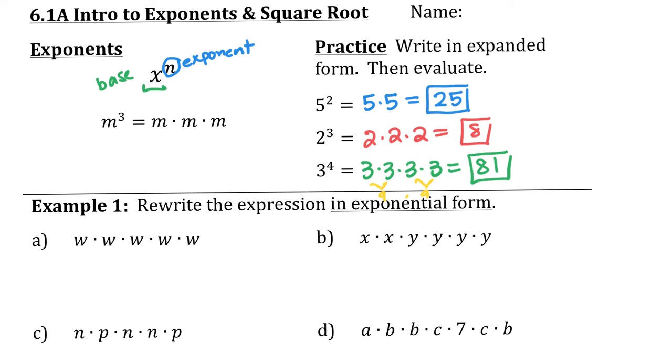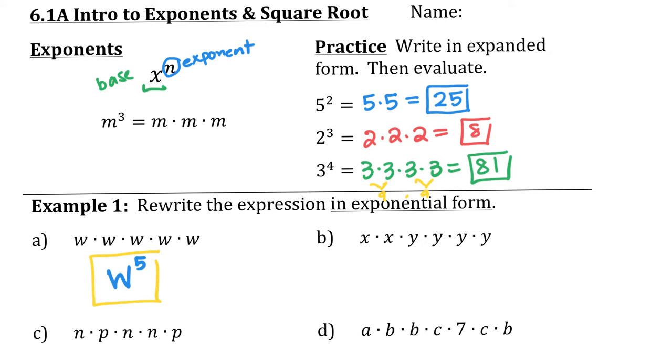Okay, so for this example here, we're going to rewrite the expression in exponential form. Exponential form is where it has a base and an exponent. So if I look at this right here, I can see that the base is w, w, w, w, w, and w is multiplied by itself 5 times. So in exponential form, this is w to the 5th. And they mean the exact same thing, but sometimes it's more concise to do exponential form.